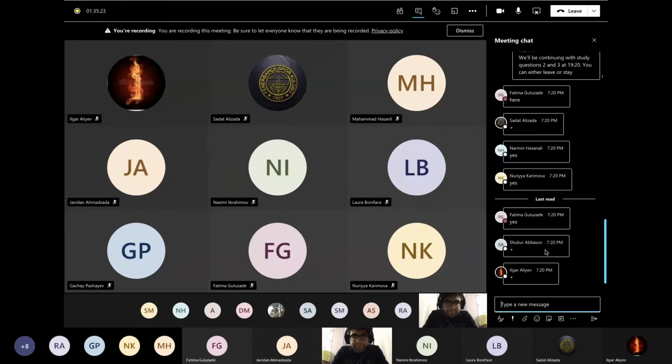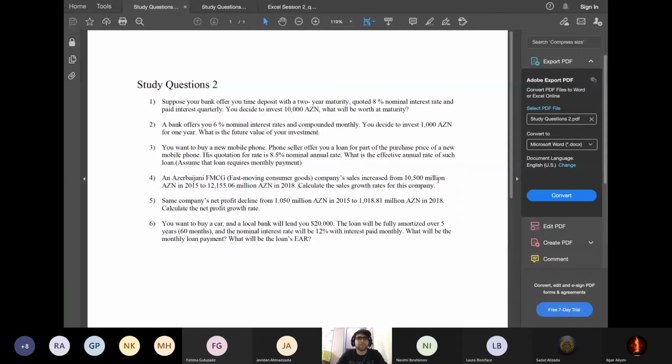So, let me start. First, study questions 2. First question says, suppose your bank offers you a time deposit with 2-year maturity, quoted 8% interest rate and paid interest quarterly. You decide to invest 10,000 AZN. What will be the worth at maturity? This is a very simple calculation.